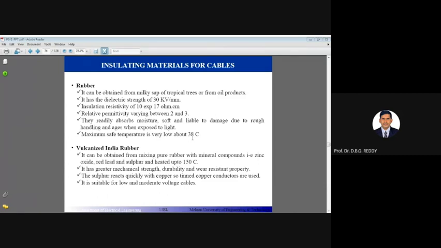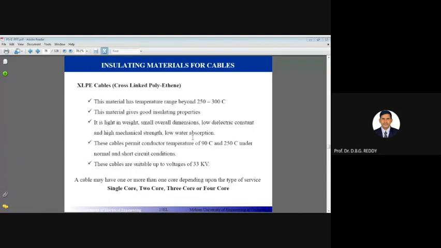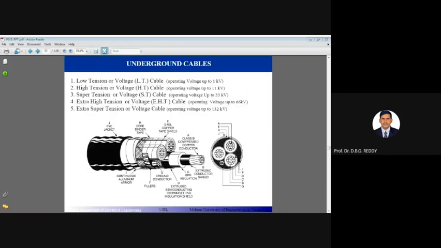Insulating materials for cables. You can see some more slides here, various types of advanced cables. Cross-linked polyethylene cables are advanced cables. The material has a temperature range of 250 to 300 centigrade and good insulating properties. It depends on the special application we will use. The cables permit conductor temperatures of 90 centigrade under normal conditions and 250 centigrade under short circuit conditions.